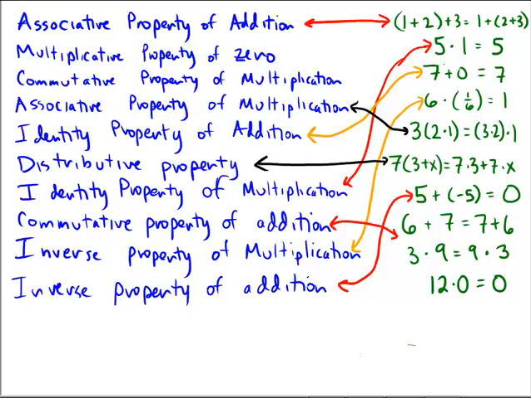Then we have 3 times 9 equals 9 times 3. That's commutative property also, but this time it's on the multiplication. And it looks like our very last one is the Terminator again. 12 times 0 equals 0. So we're going to take that and connect it with the multiplication property of 0, which is right near the top.